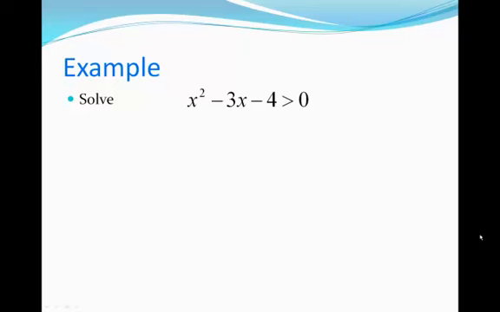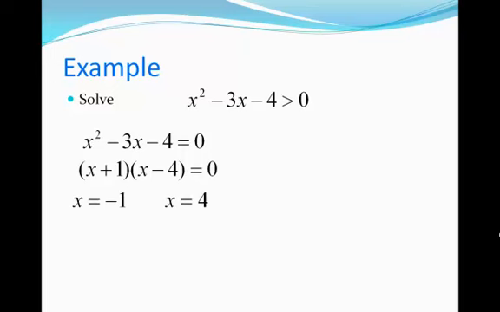In the next step, I want to see what places will actually equal 0. So in other words, set it equal to 0, and use one of your special techniques to see what x can be. Well, this one actually factors really nice, and so I know that the equation will equal 0 when x equals negative 1 and when x equals 4.